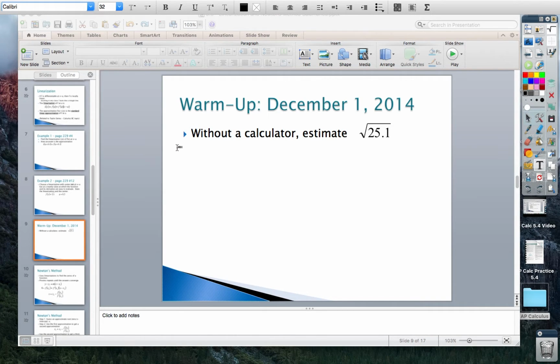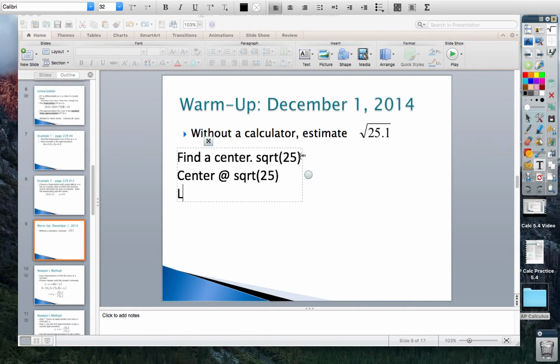Following this, when they give you these specific values, you want to look at a center. What's the nearest number? So we want to find a center. Now your center should be the closest number to this number, 25.1, that has a square root. So the nearest number to 25.1 that has a clean square root is the square root of 25. So our center is going to be at the square root of 25.